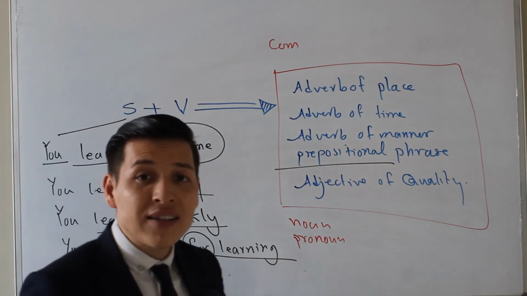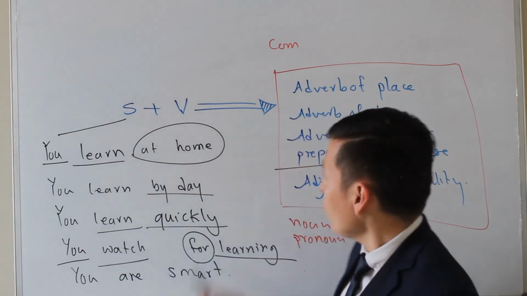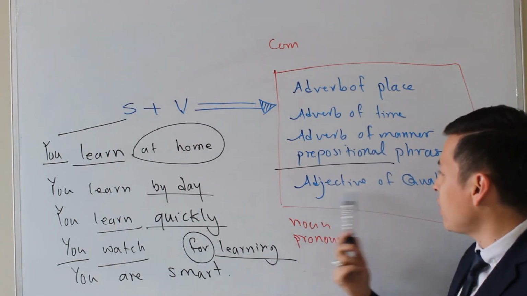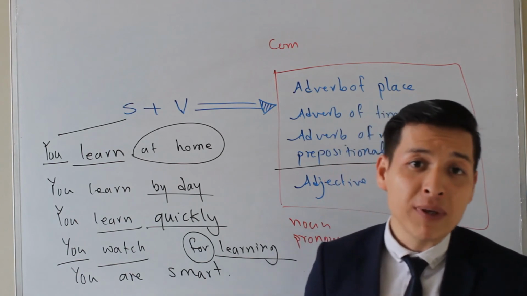So if we summarize, if after your verb you have an adverb of place, adverb of time, adverb of manner, prepositional phrase, or adjective of quality, you can definitely say that it is a complement. It is not an object.